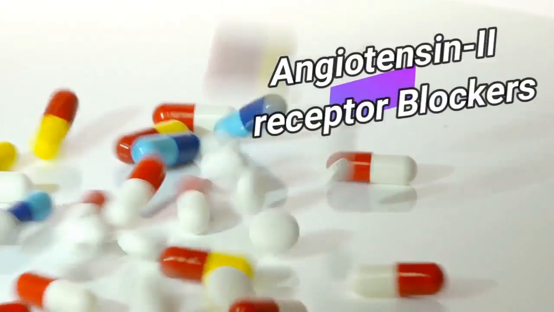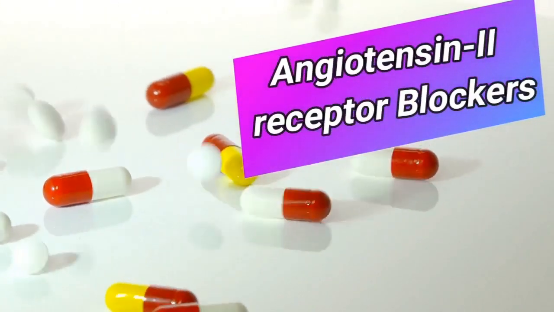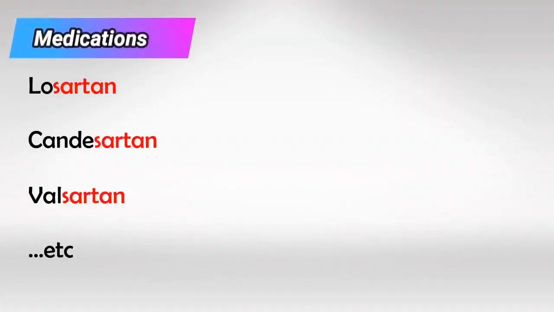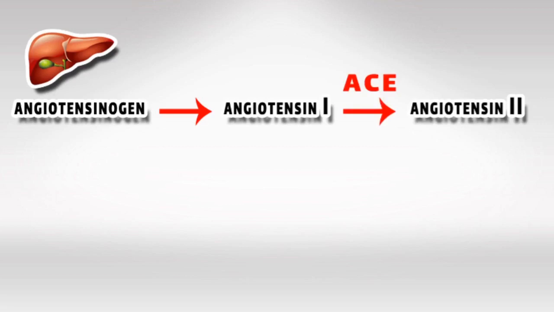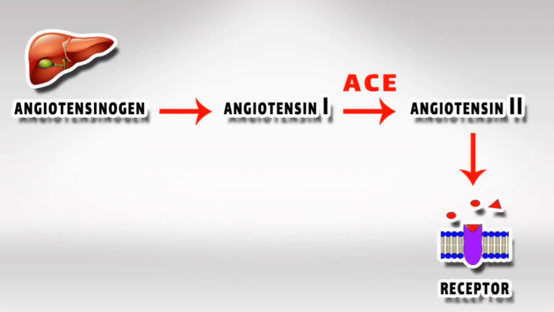Hello everyone, today we're going to be talking about angiotensin receptor blockers. These are the medications ending with the suffix sartan. These are angiotensin 2 receptor blockers, so if we want to understand the mechanism of action, we have to see what angiotensin 2 normally does. Normally, angiotensinogen is secreted from the liver and gets converted to angiotensin 1 by renin, and that becomes angiotensin 2 by ACE, and of course there is a receptor for angiotensin 2. These medications block the receptor and thus block the action of angiotensin 2. This mainly results in decreased blood pressure, as angiotensin 2 normally increases blood pressure.